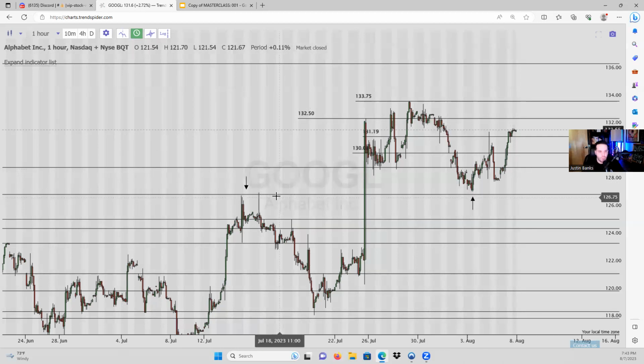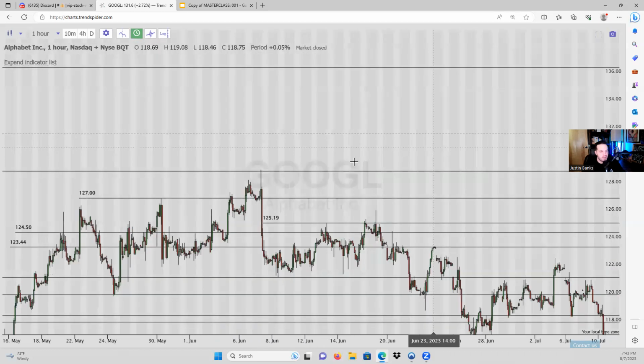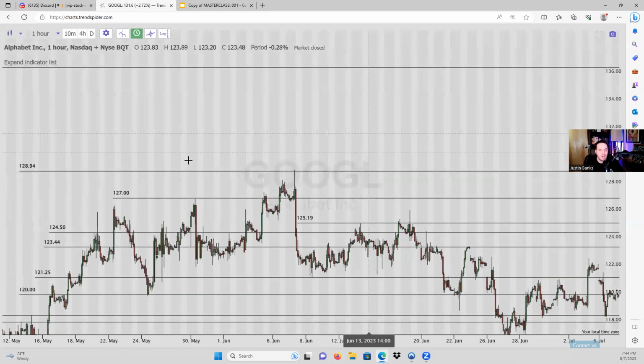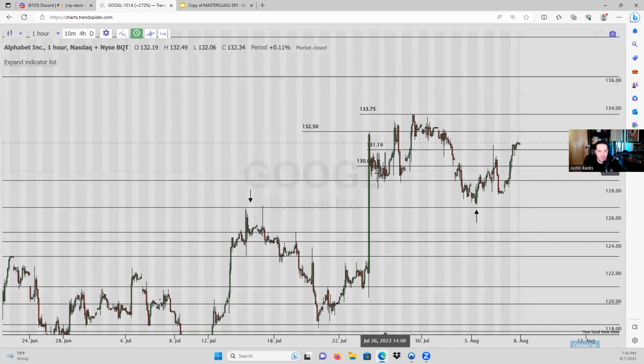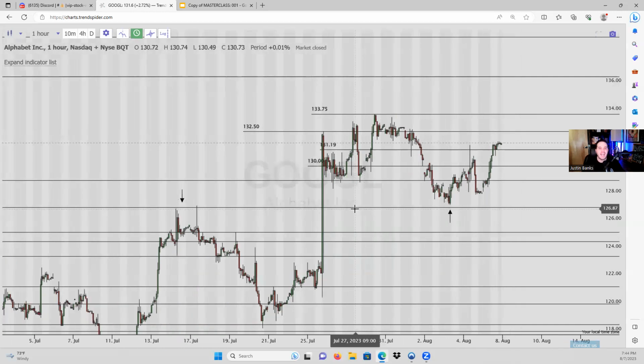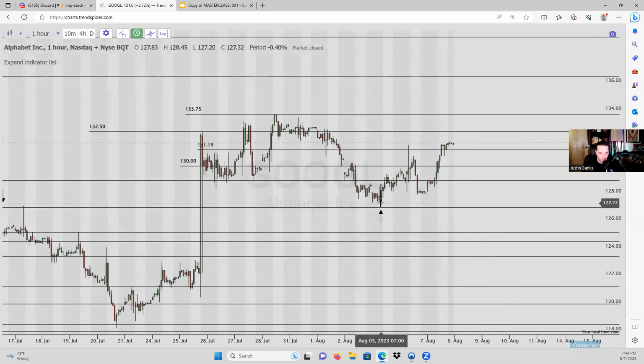Exactly. So now what is happening from this point? Well, we came back down. We looked at 127. I just showed you 129, right? 129 and 127 are two huge levels. We broke back down to 127. And now what is happening? Well, we broke back up and now we're coming back down and creating a higher low.